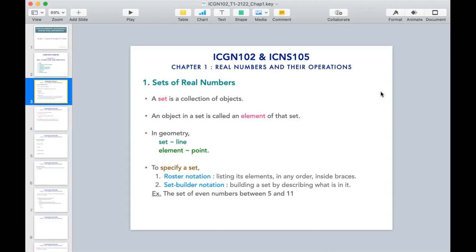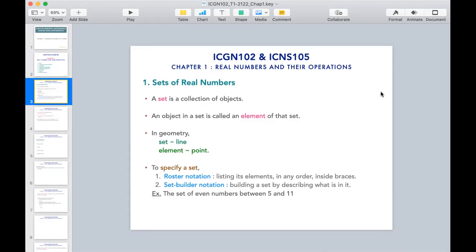So if you know that, you have to find the set of even numbers between 5 and 11. What are the elements inside? Can somebody tell me? 6, 8, 10. Anything else? No, because 11 is not divisible by 2, right? So it's not an even number. So this is the set of even numbers between 5 and 11. Suppose we call it set A. This is the set of even numbers between 5 and 11.